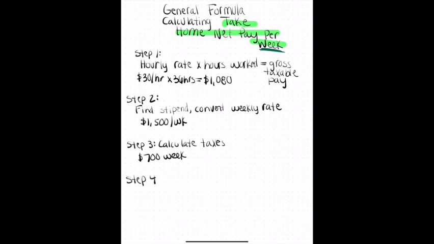Step 4 is where the calculations come in. So using the step 1 total, subtract that minus your taxes. So gross pay minus taxes will be $1,080. You know, I'm going to actually change colors here so it makes it a little bit easier.